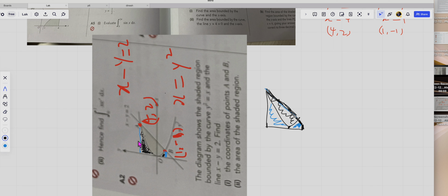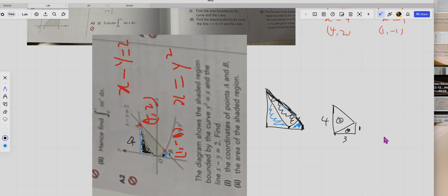So this height is 2. This is 2 or 4. It's 4, because 0 to 4. Here is 0 to 1, so this is 1. So if this is 4, this is 1. Right? Then the base is from 2 to negative 1, which is 3, right? So therefore you can split it into a triangle 1 and triangle 2.